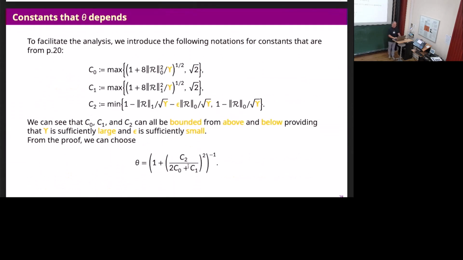Next, let me comment on this constant theta that appears in the error bound. It depends on some constants, and these constants are quite robust when the contrast is sufficiently large and epsilon is sufficiently small. Again, this means we use enough eigenfunctions. Then this number theta is not close to 1, which means that we have a good error bound.